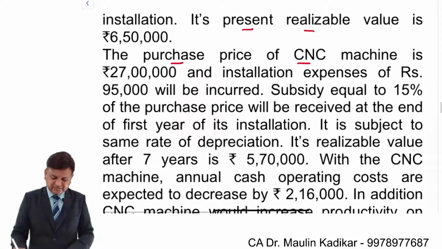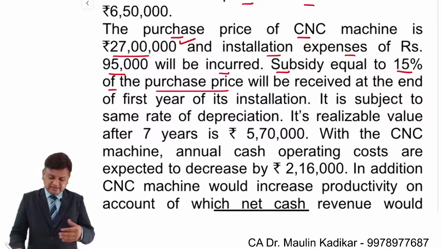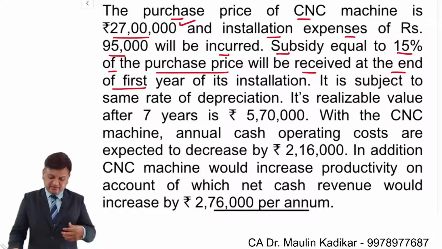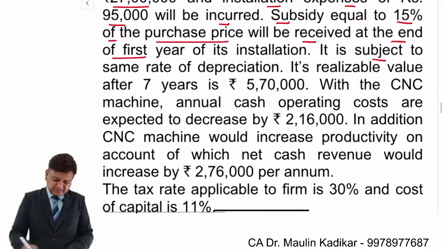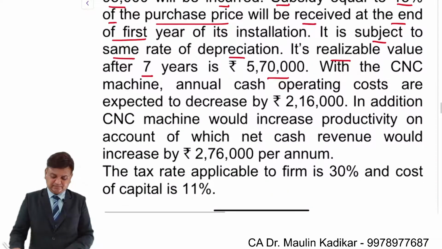The purchase price of the CNC machinery is 27 lakhs and installation expenses of rupees 95,000 will be incurred. Subsidy equal to 15% of the purchase price. Purchase price is 27 lakhs. So of that, the 15% will be received at the end of the first year. It will be received but not right now, after 1 year. It is subject to same rate of depreciation. Its realizable value after 7 years will be 5,70,000.